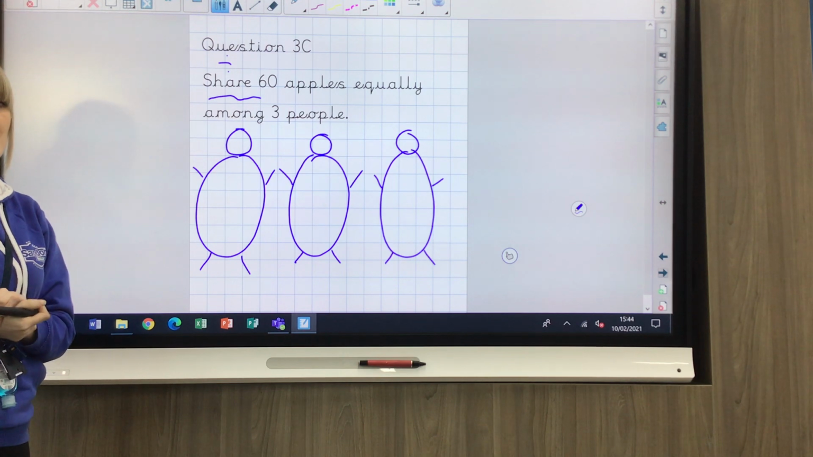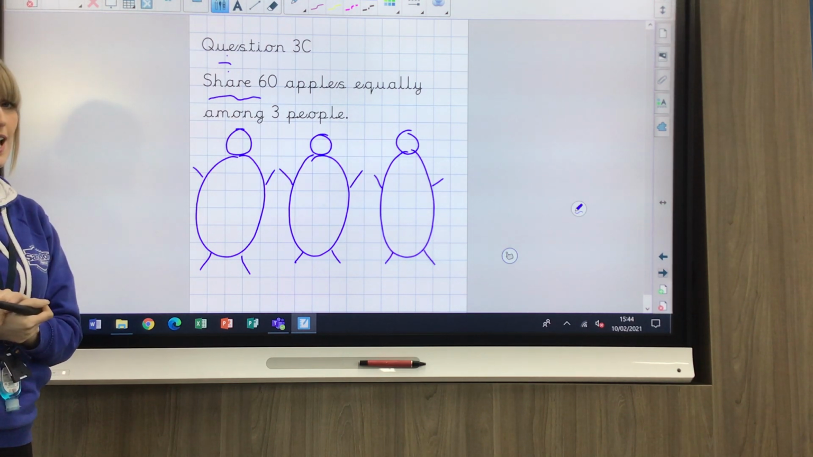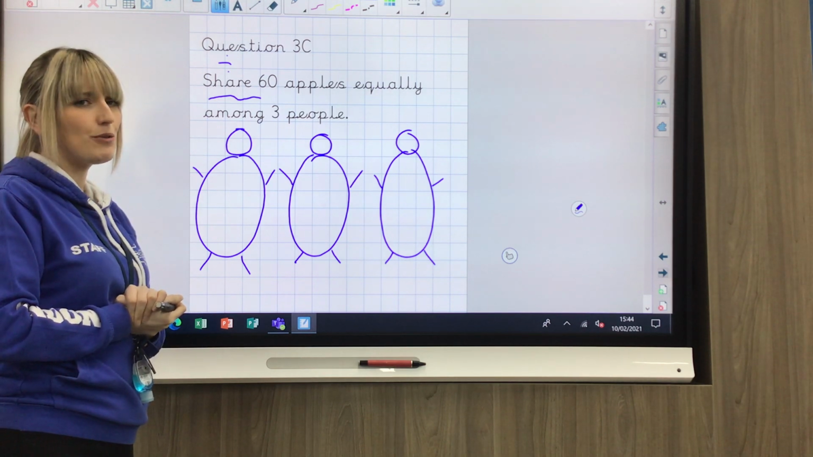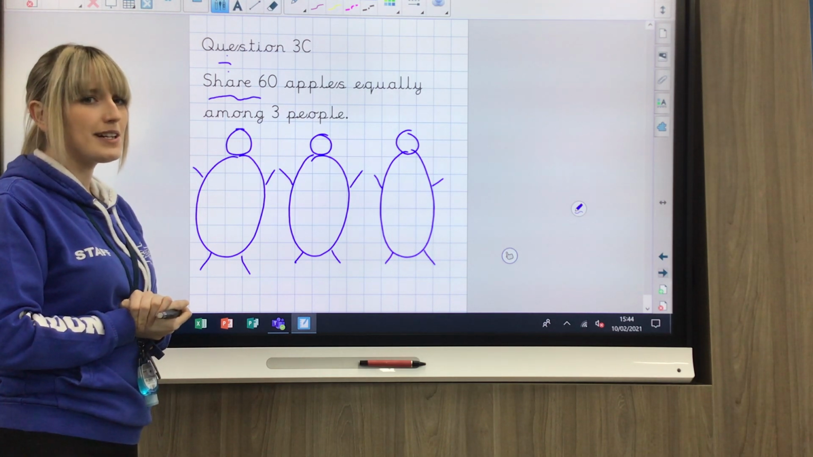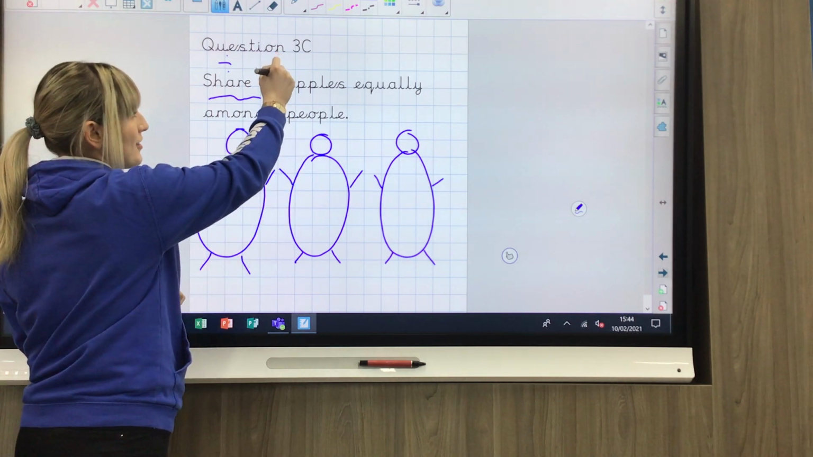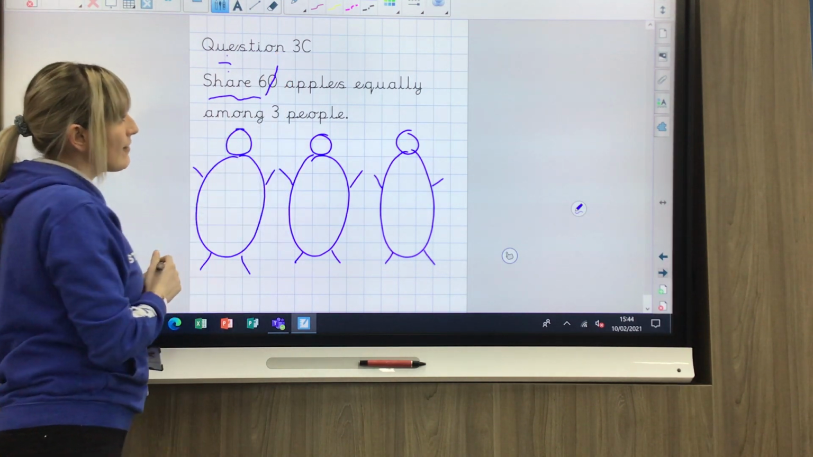Now, it's going to take us a long time to draw those 60 apples. Could we make that number 10 times smaller? What do we need to do? What do we need to cover up? Have a little think. Well done. If you know, we need to cover up the 0.